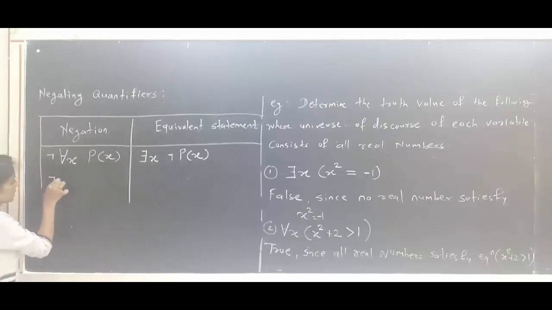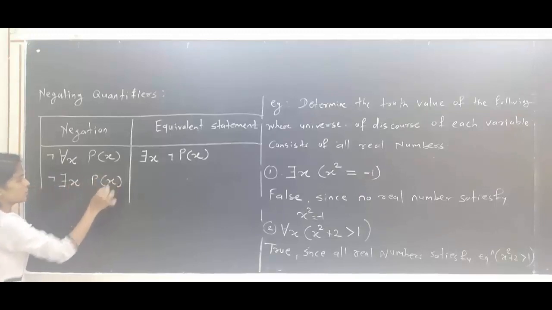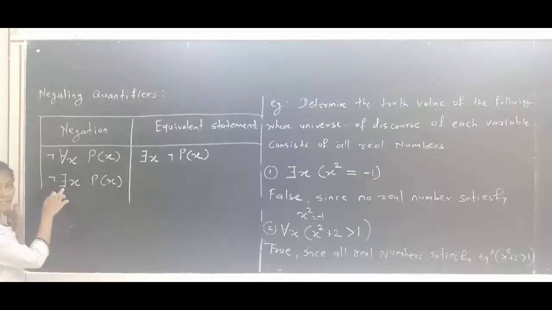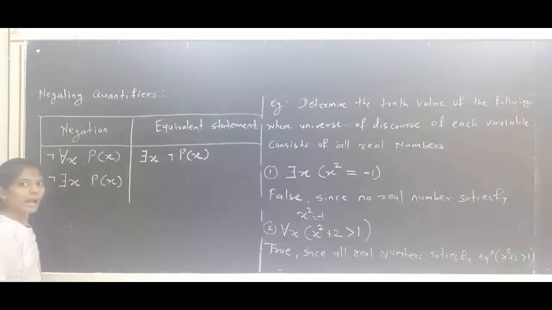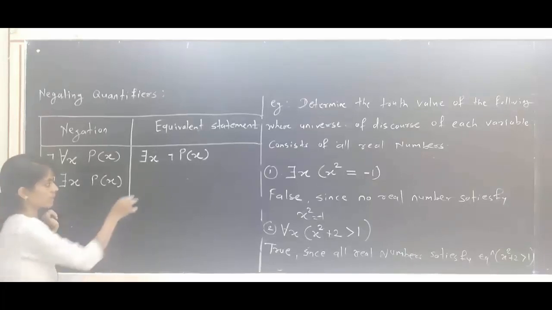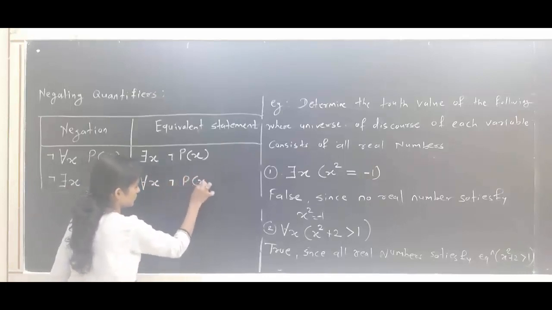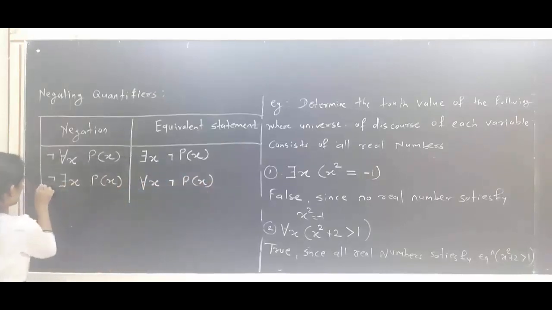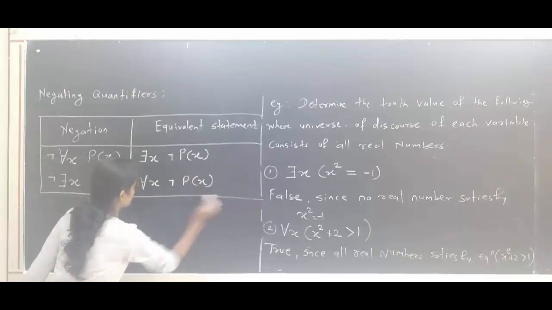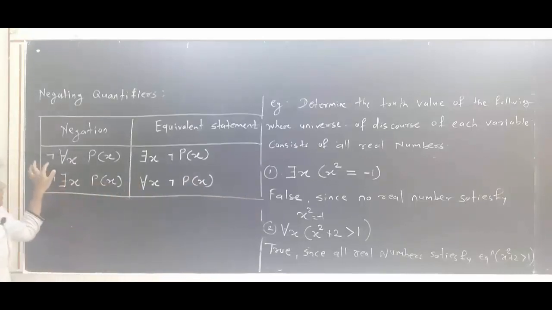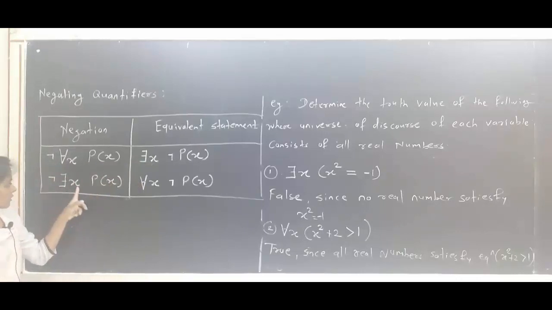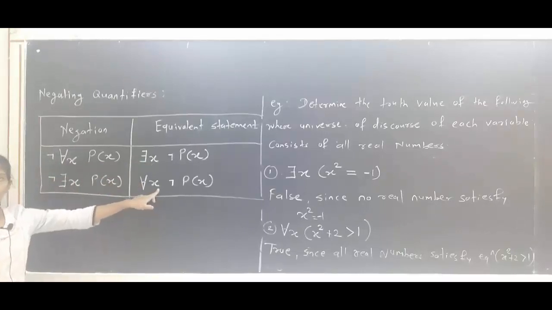Now next, negation of there exists x p of x. Its negation here: existential quantifier and its negation is universal. So for all x, negation of p of x. Get it, this result? Negation of for all is there exists, and negation of there exists is for all. Okay?